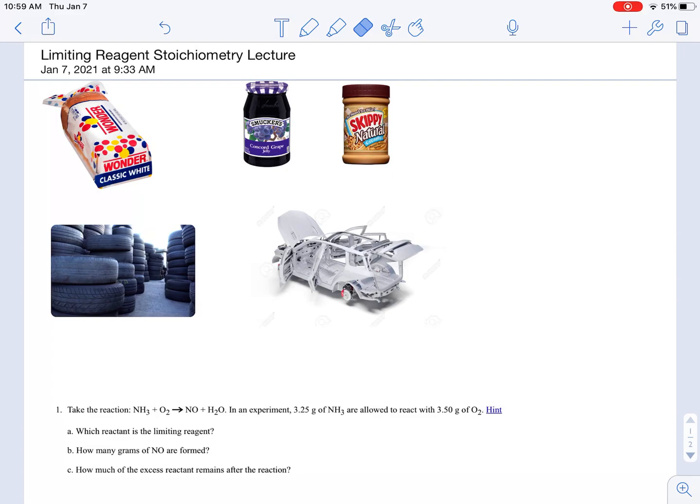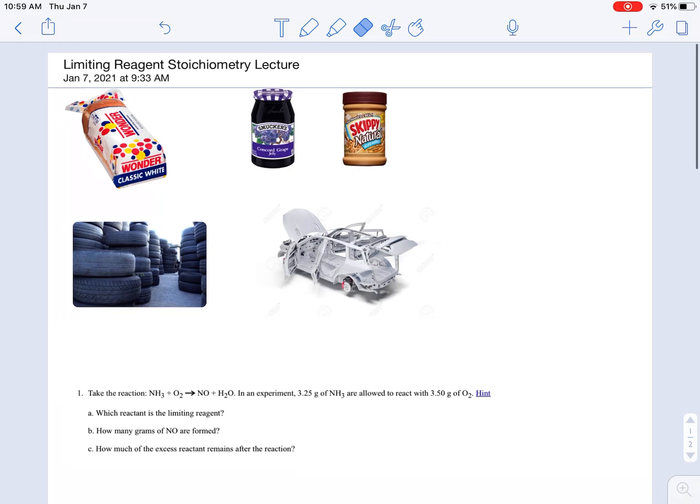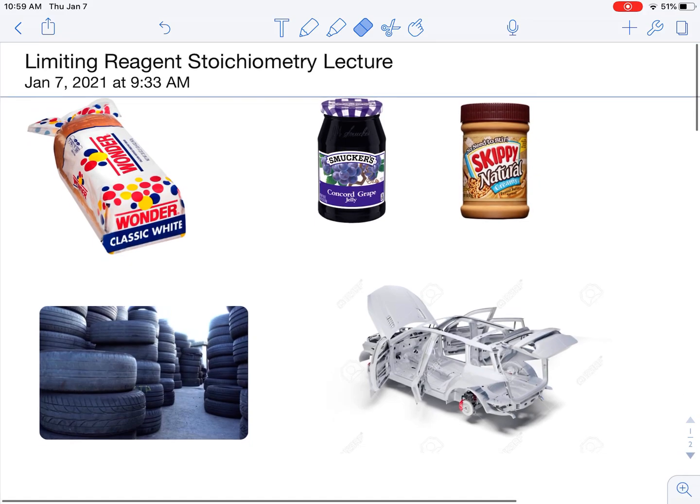It's nearly lunchtime. I'm getting hungry. However, I left my lunch at home. I'm going to quickly hop into the car, drive to Stop and Shop, and purchase ingredients to make a peanut butter and jelly sandwich. I buy a loaf of bread, a jar of jelly, and a jar of peanut butter. I come back to the school and I start to make my sandwiches.